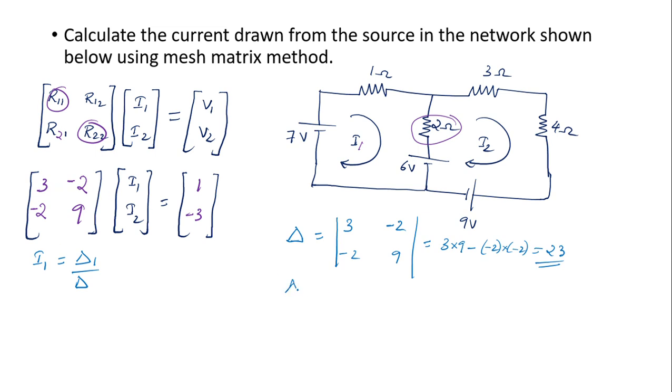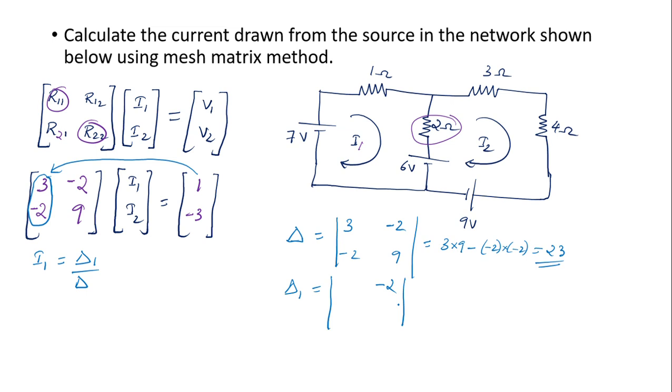So, what will be delta 1? You want to find out I1, right? I1 is the first element. So to find out delta 1, since I1 is the first element, I will replace the first column with this column matrix. The remaining columns will not be changed.